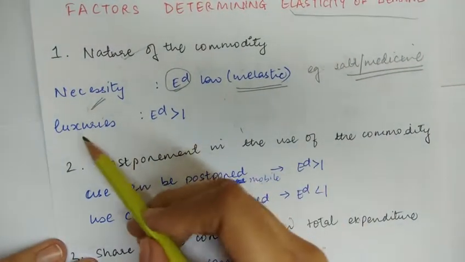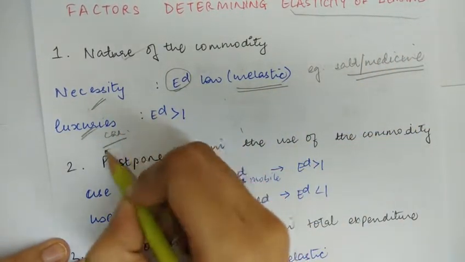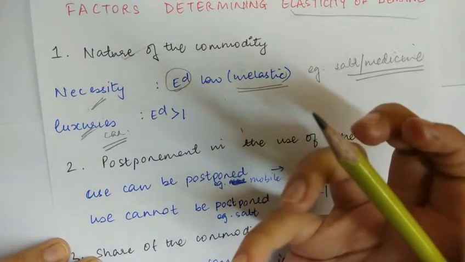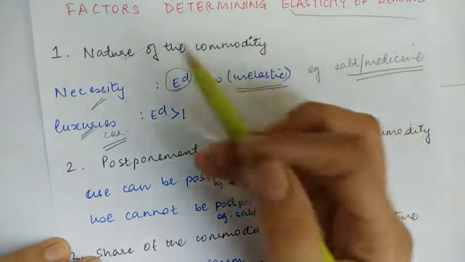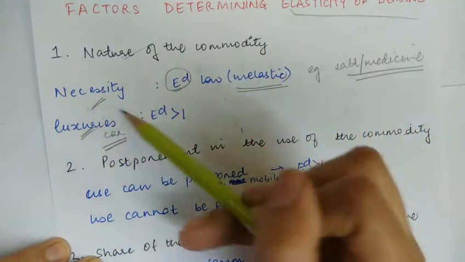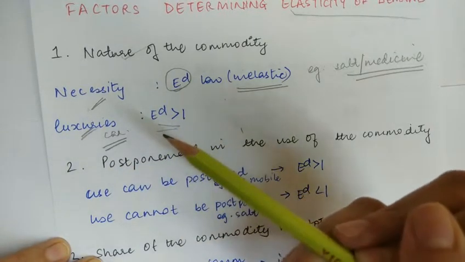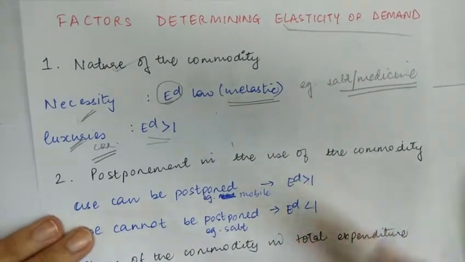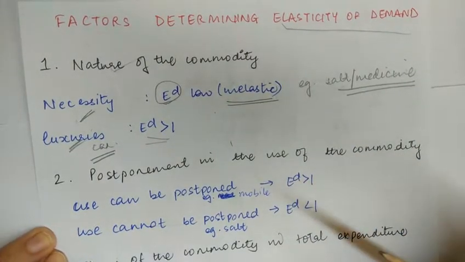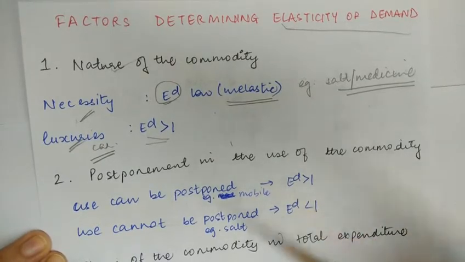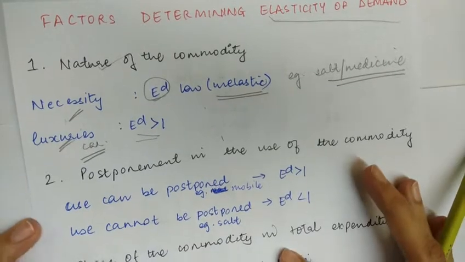Now, for example, we take the example of a car. So, car is not a necessity for everybody, right? It is a luxury for the poor people. So when you consider car as a luxury, then the elasticity of demand is greater than 1, because with a change in the price of the commodity, now people will think whether to buy the commodity or not. That is, to demand the commodity or not. So the elasticity of demand is greater than 1 for the luxuries.